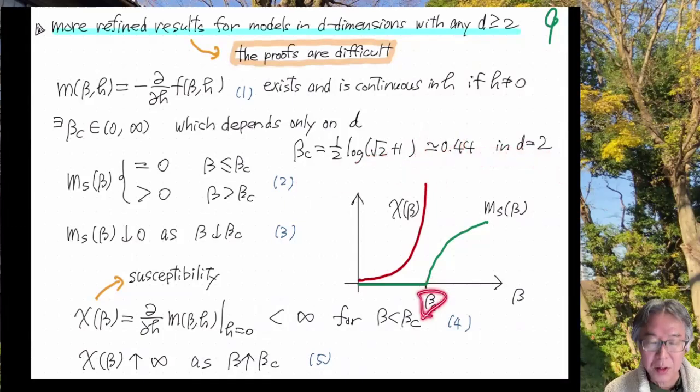Now this is sometimes called the transition point, but sometimes called the critical point. Okay, and these critical phenomena are, of course, a very interesting topic of study. But in this mini course, I don't have any time to talk about critical phenomena. Okay, so that's all for part 2.